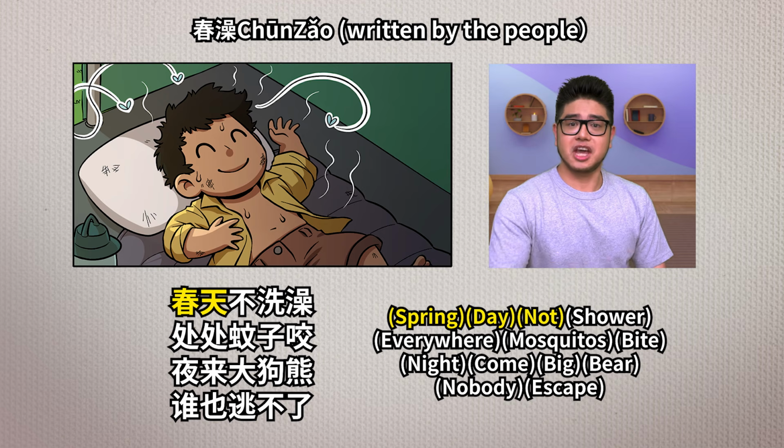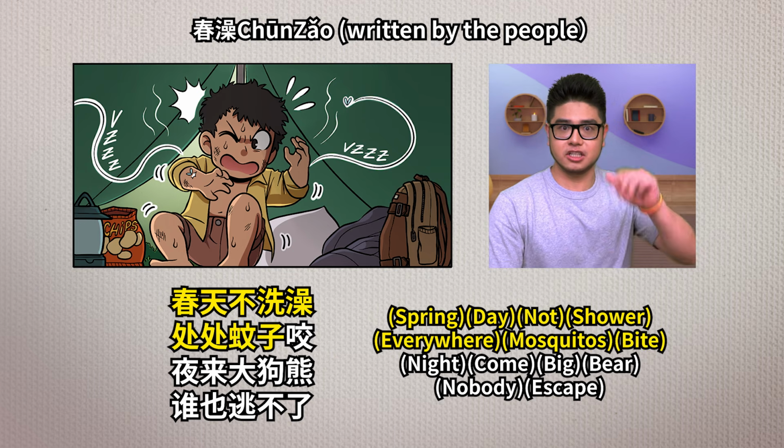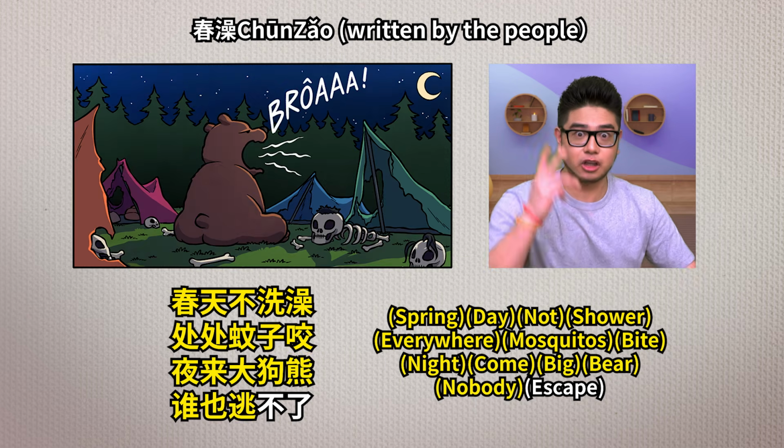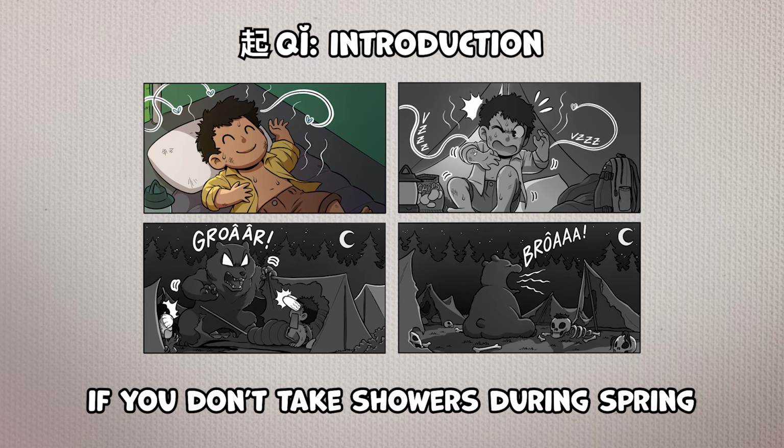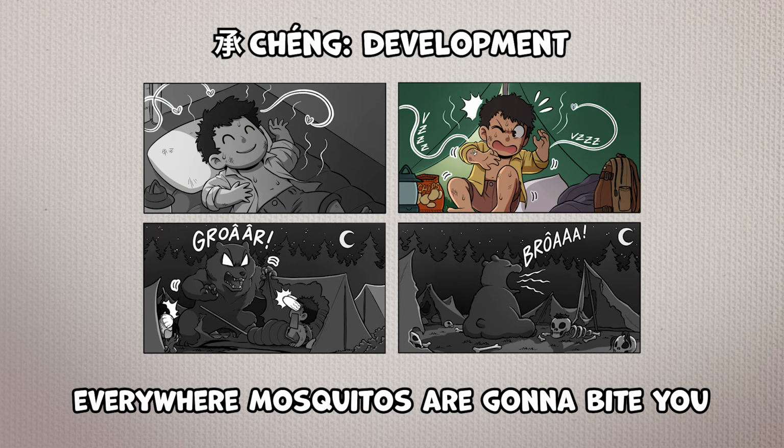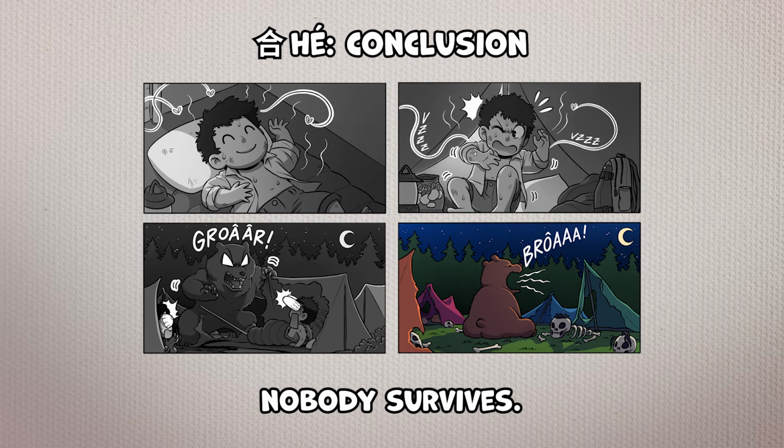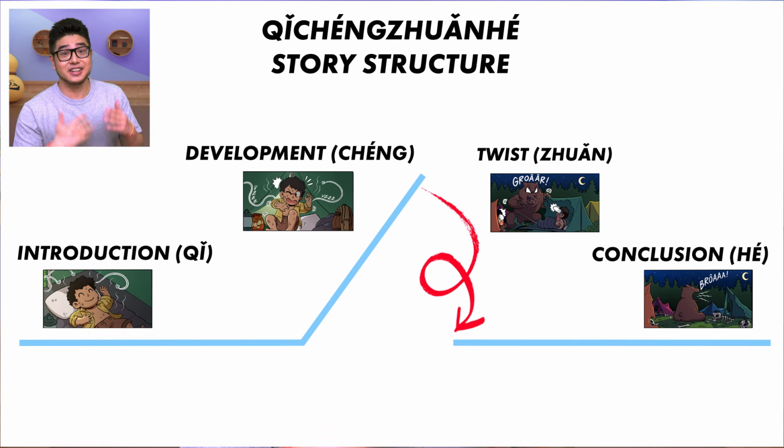This poem is so beautiful and famous in China. There's even a parody that's almost as famous as the original, and I'm gonna read it to you. 春天不洗澡，处处蚊子咬，夜来大狗熊，谁也逃不了。 If you don't take showers during spring, everywhere mosquitoes are gonna bite you. At night comes a bear, nobody survives. And what's funny is, even the parody respects the 起承转合 structure. That's how deep and important it is.